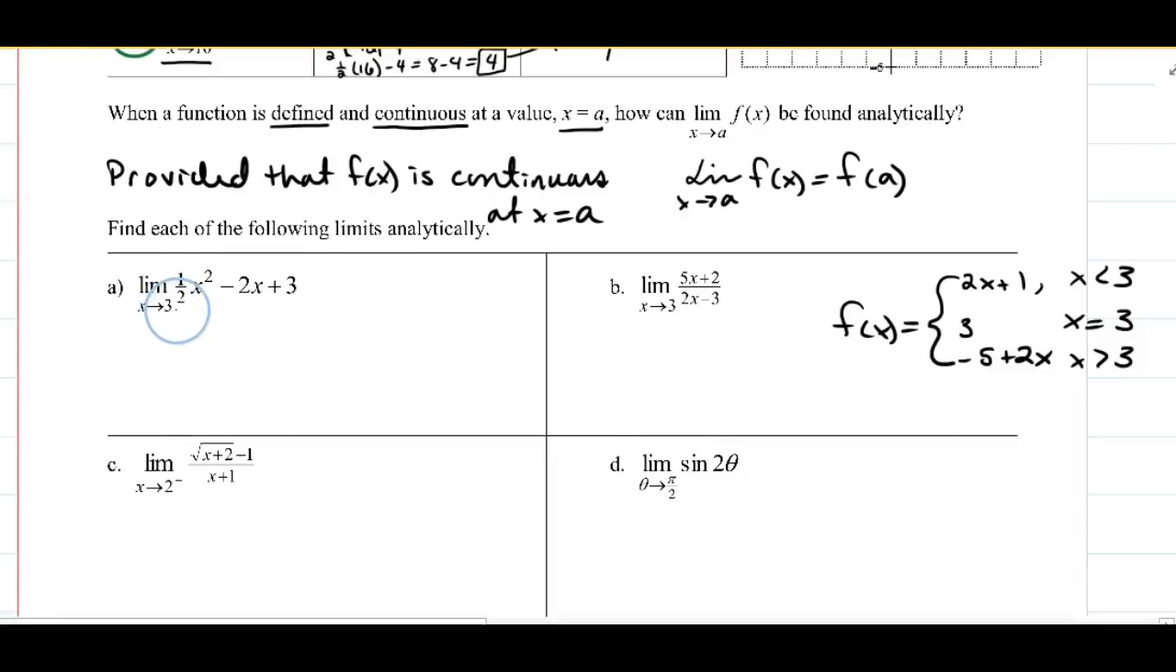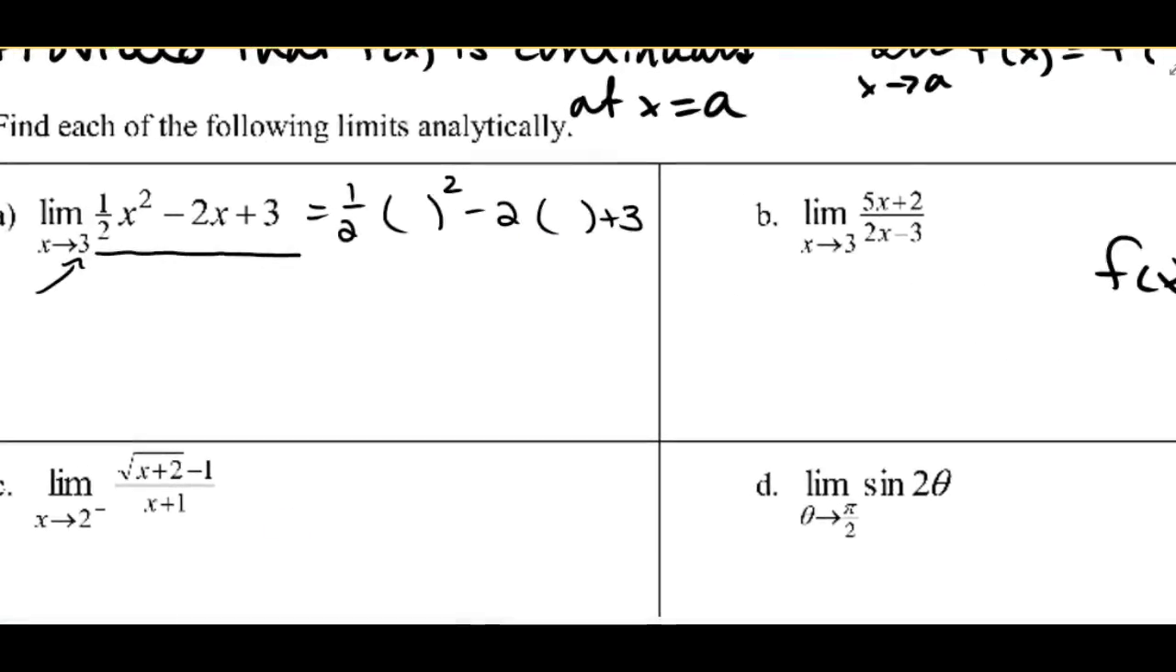We're going to take this function 1/2 x squared minus 2x plus 3 and evaluate that as x approaches 3 and find out, well, what is the value of this function at x equals 3? So I evaluate 1/2 x squared minus 2 times x plus 3. Now I can evaluate that for x equals 3 and plug my 3 in where each of my x's were. Okay, and evaluate this out.